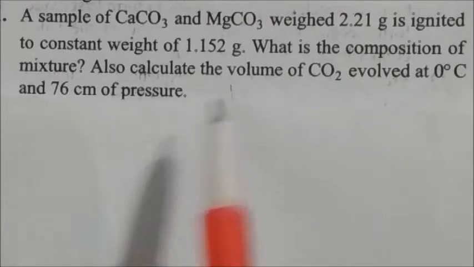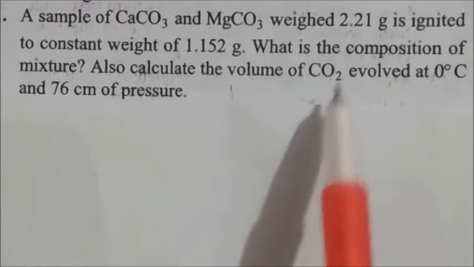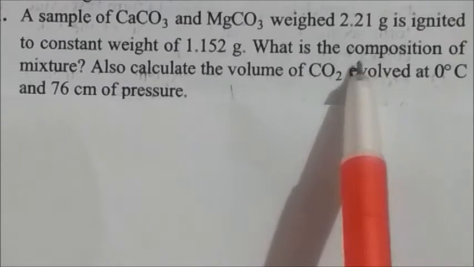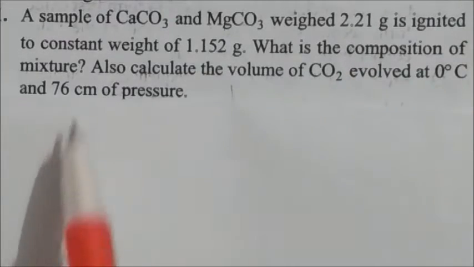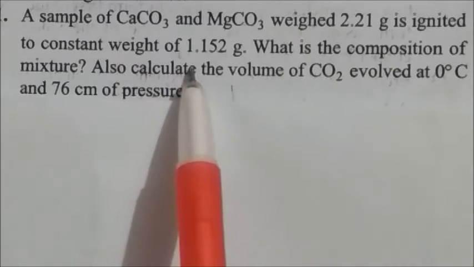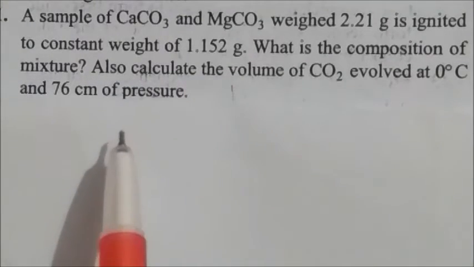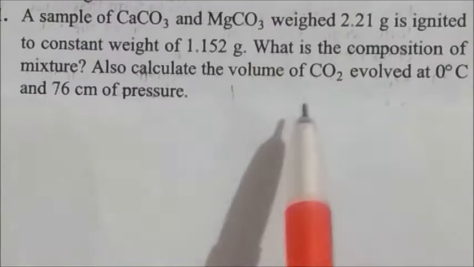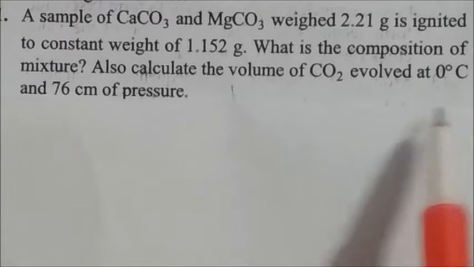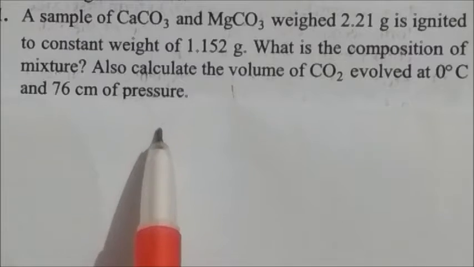A mixture of calcium carbonate and magnesium carbonate whose weight is 2.21 gram is ignited, and after ignition it attains a constant weight of 1.152 gram. What is the composition of the mixture? And also calculate the volume of carbon dioxide evolved at 0 degree centigrade and 76 centimeter pressure.